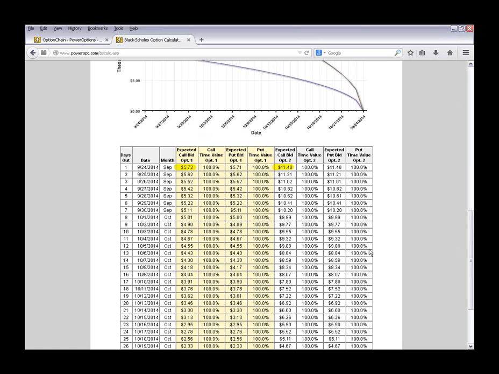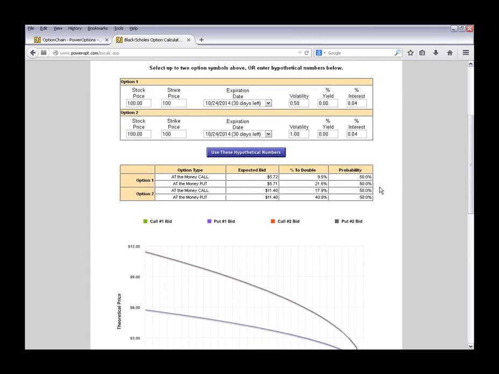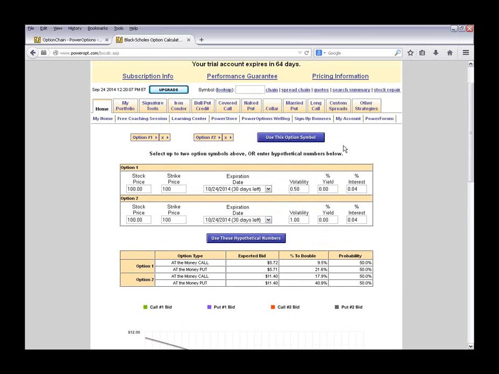All right, so if you have any questions about the Black-Scholes calculator here that we're looking at or any of the values that are being shown, go ahead and send in a question. And what I'm going to do next is show you a quick tool that I like to reference occasionally, maybe once a week or so, on PowerOptions that you may not know is there.